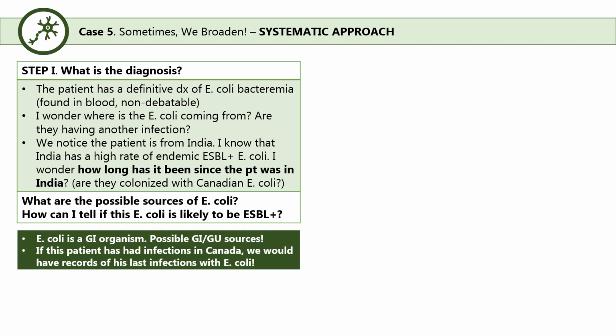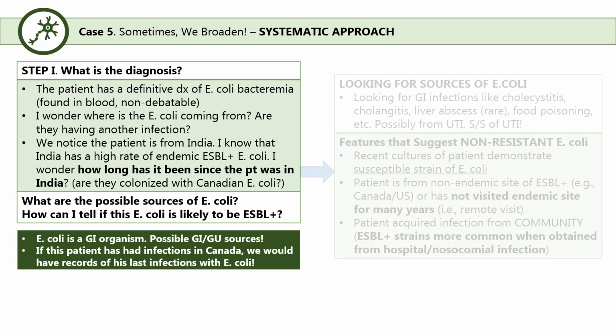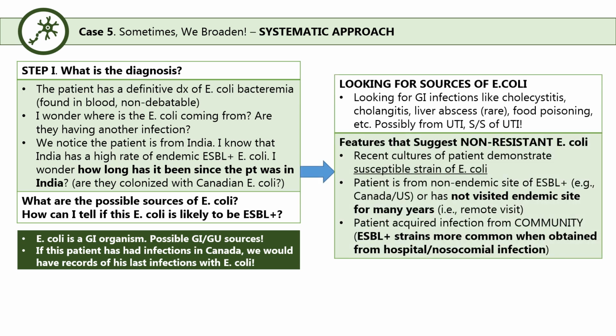If this patient has had any infections in Canada, we can often look them up as well as their past microbiology specimens. Looking for specific sources, I'm planning on looking for evidence of an intra-abdominal infection like cholecystitis or cholangitis hinted at by abdominal pain and fever. I could also look for signs and symptoms of a urinary tract infection. Importantly, however, we need to decide if this E. coli is likely going to be ESBL producing or not.